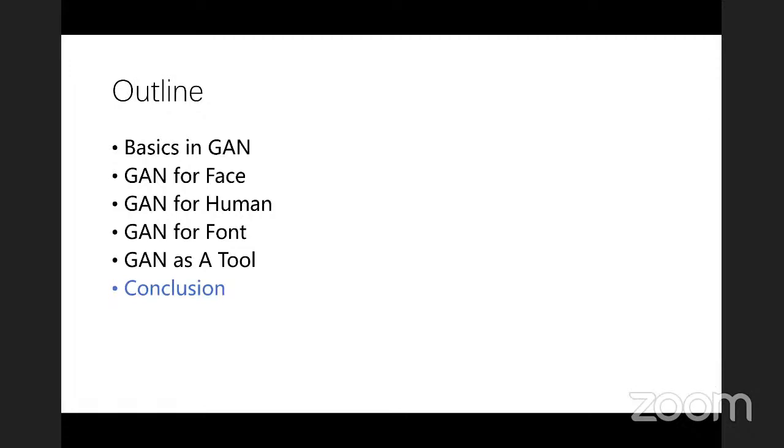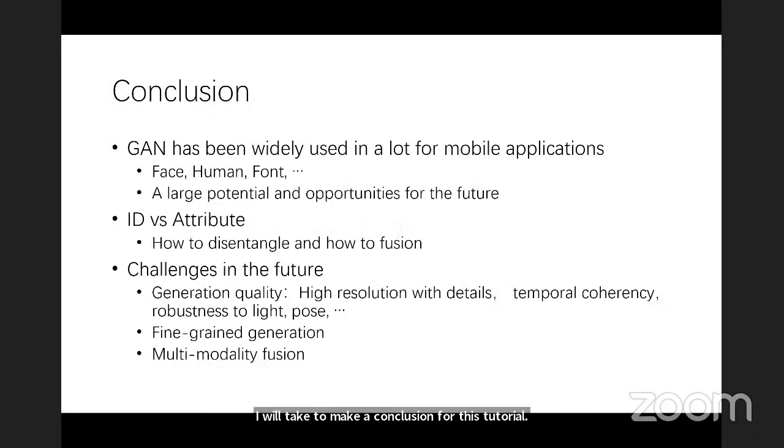Finally, I will make a conclusion for this tutorial. First of all, I would like to say GAN has already been widely used in a lot of mobile applications, for example, face, human, font, but there are still large opportunities in the future. Identity versus attribute is very important, for example in face, human, and font generation, as I just mentioned again and again. And we need to disentangle these features as well as fuse them.